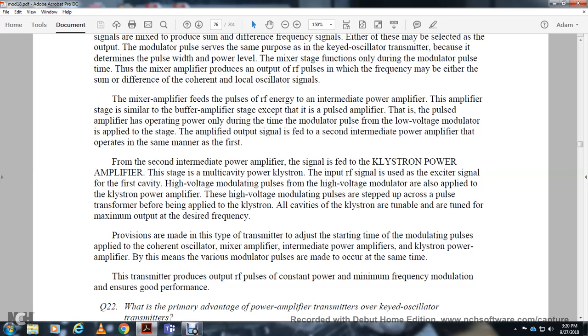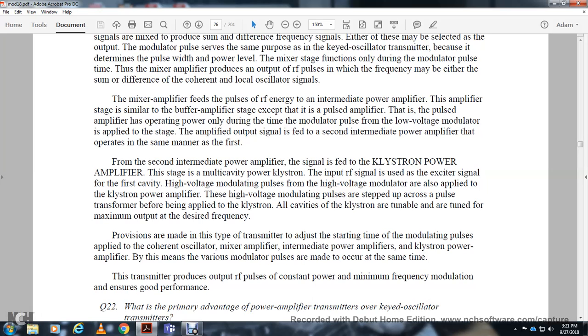The multi-cavity power klystron has the radio frequency input applied to the first cavity. The high voltage modulating pulse from the high voltage modulator is applied to the klystron power amplifier. The high voltage modulating pulse is stepped up by the pulse transformer before being applied to the klystron. All cavities of the klystron are tunable and tuned for maximum output at the desired frequency.